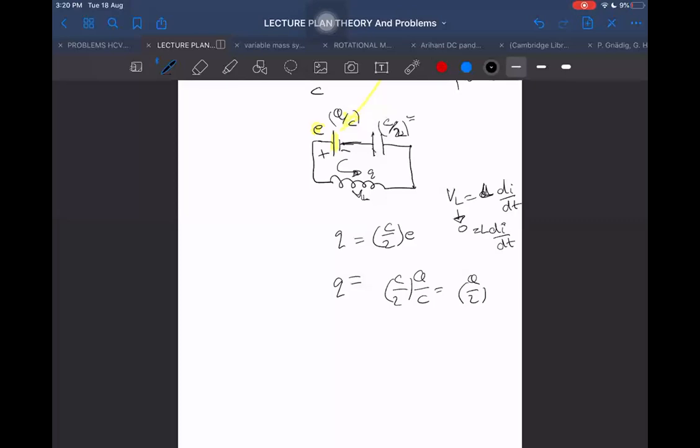Right or not? Yes, sir. So I want to find out what is the peak value of current. How to find out the peak value of current? Okay, let me ask it in a question form.